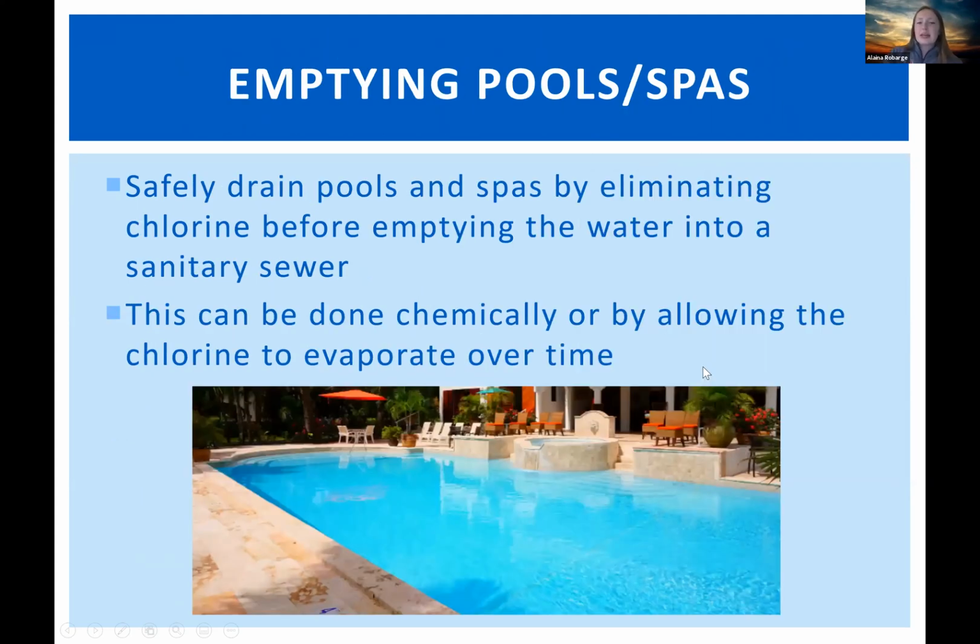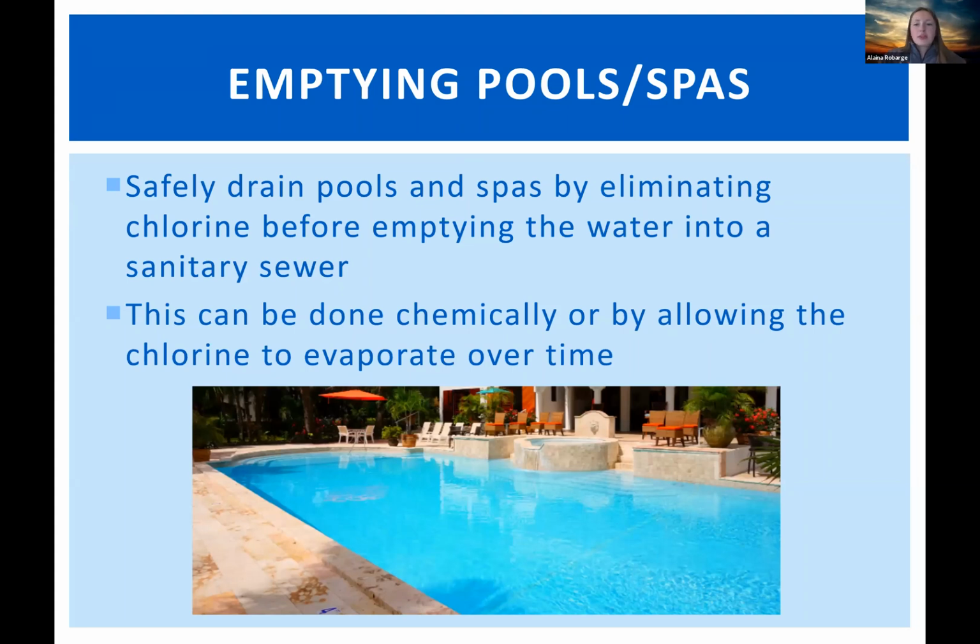So moving on to the next topic, emptying your pools or spas. If you live on the lake, you might not have a pool, but emptying your pool and spa responsibly matters wherever you are in the watershed. So safely drain your pools and spas by eliminating that chlorine before emptying it into a water body or even a sanitary sewer. This can be done chemically, right? There are chemicals you can add that help get rid of the chlorine, or you can just allow that chlorine to evaporate. But you want to make sure you're testing this. Chlorine's great in our pools, so we don't have really gross pools to be swimming in. But when there's too much chlorine, if you are dumping it into your backyard or into a sewer system of some sort, that is just too harsh. There are way too many chemicals for our ecosystem.